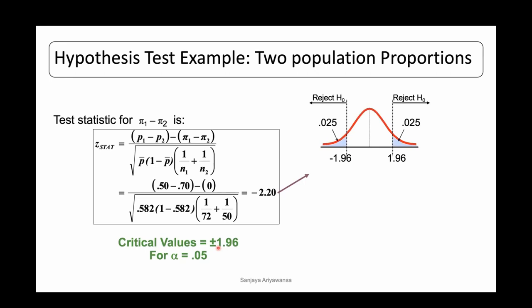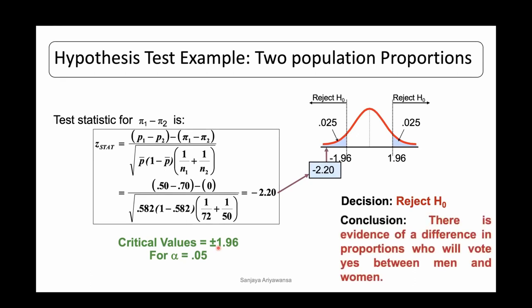Now where is your point, minus 2.2? It's somewhere over here, which means it's in the rejection region. So what is your decision? Reject H0. What is your conclusion? There is evidence of a difference.